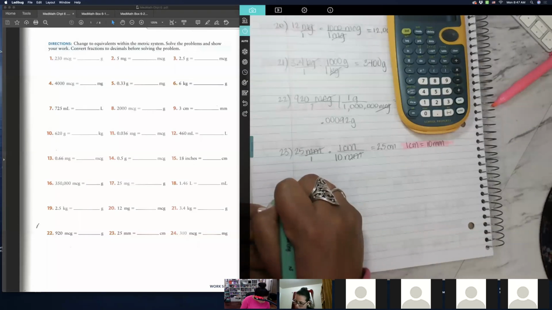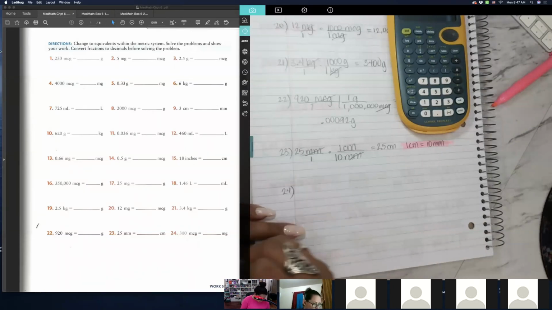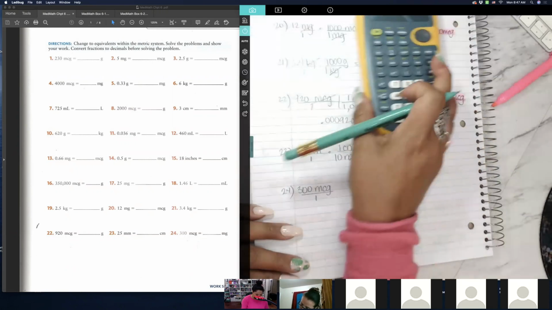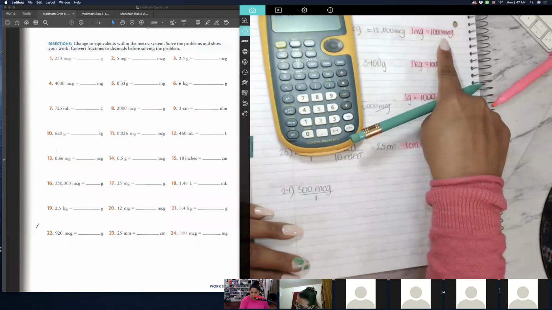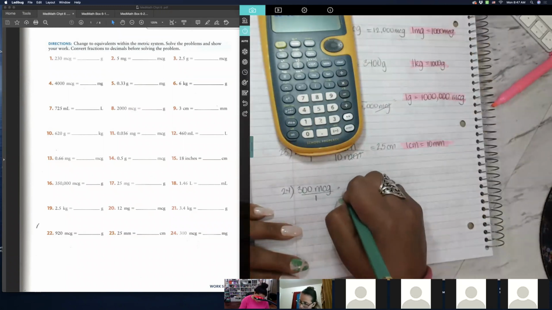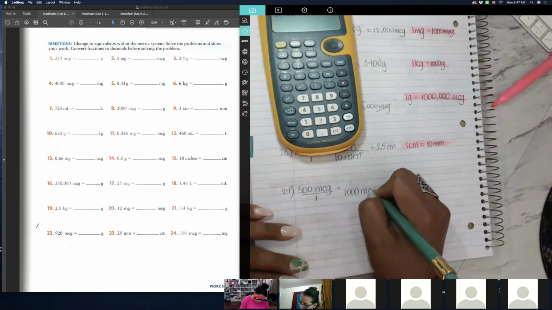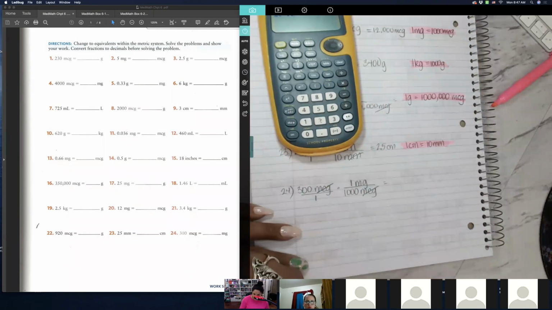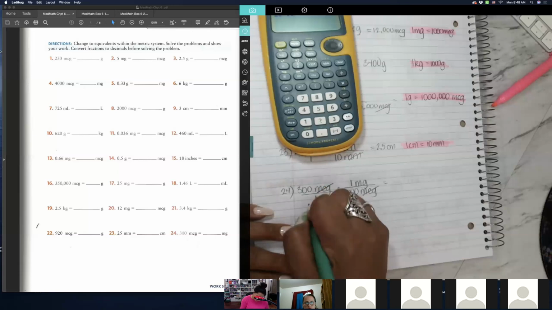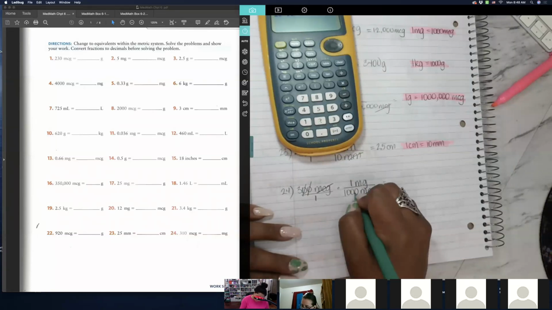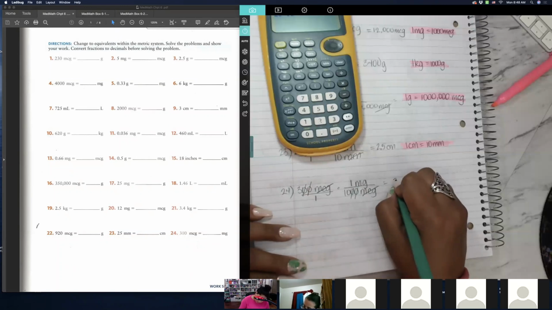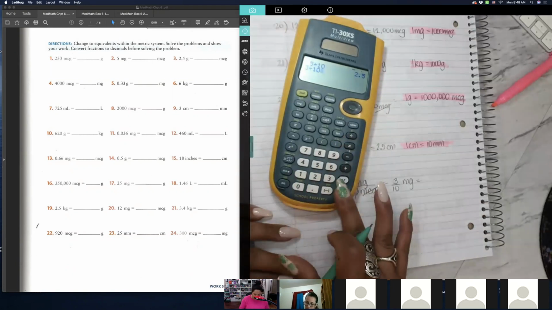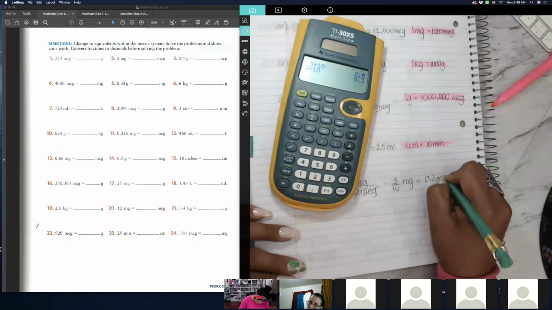All right, 24 is 300 micrograms, and we're going to convert to milligrams. So again, 1 milligram equals 1,000 micrograms. So I put my 1,000 micrograms on the bottom, my milligrams on the top. My units are going to cancel. I'm left with 300 over 1,000. There's a lot of zeros, so I can cancel 2 zeros from there and 2 zeros from the bottom. So I'm left with 3 over 10 milligrams. Plug that into your calculator, and that's 0.3 milligrams.